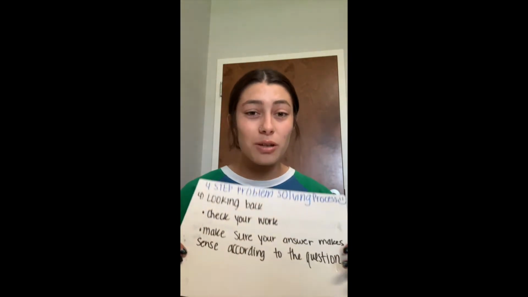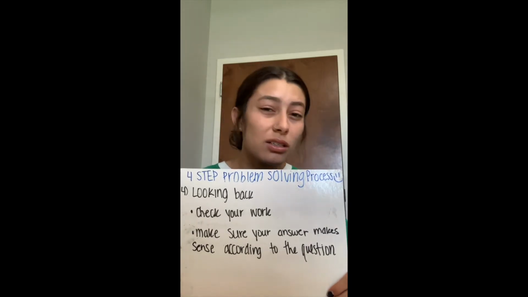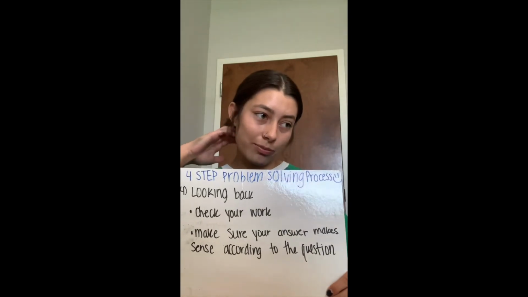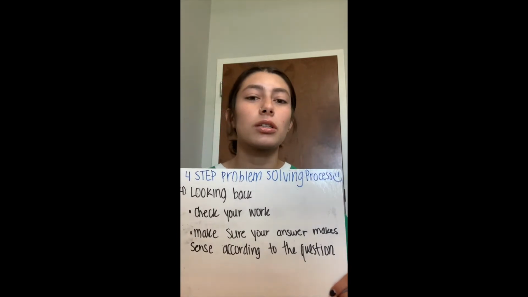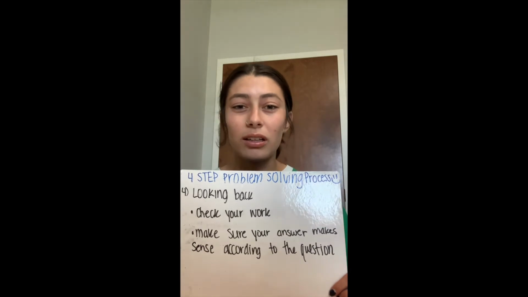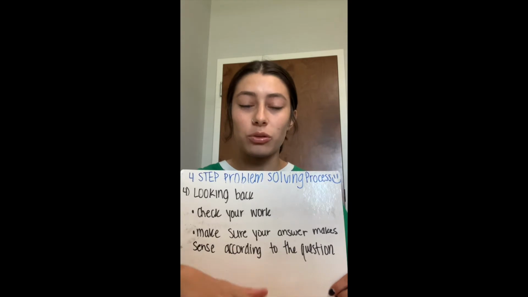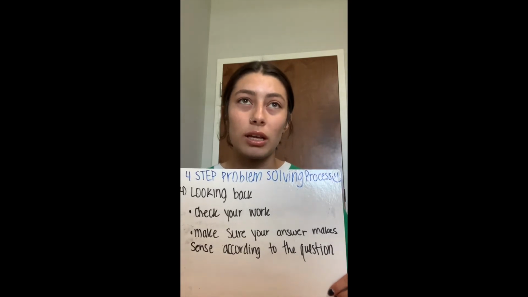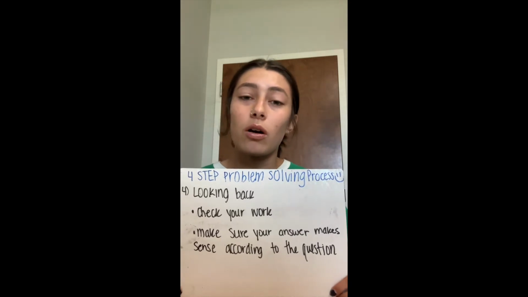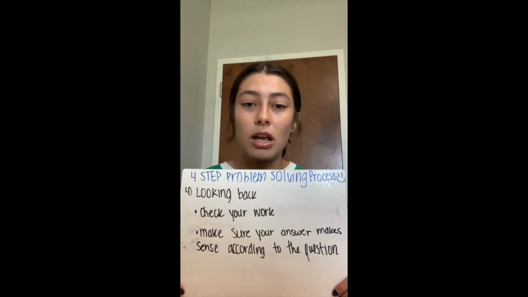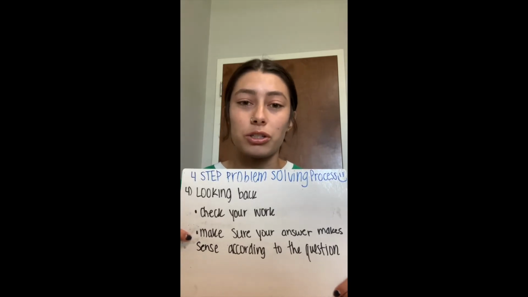Our final step is step 4, which is looking back, so checking your work. The way I usually do it is just making sure your answer makes sense according to the question. If it doesn't make sense, it's most likely wrong. In certain math problems, there are actual steps you can take, like reversing the work you did to check your answer, but not all questions in math can do that. So this is why I usually go with just making sure it makes sense and fits with what the question was asking.